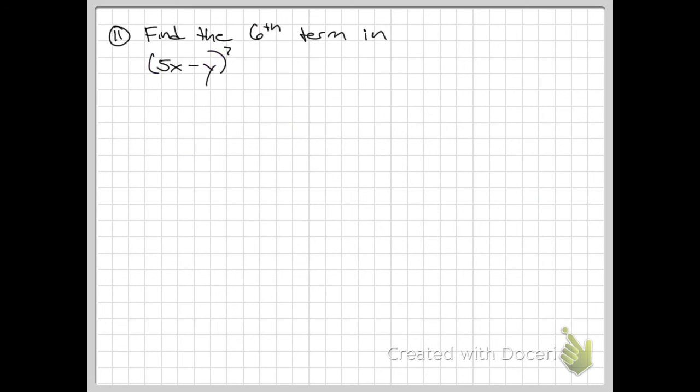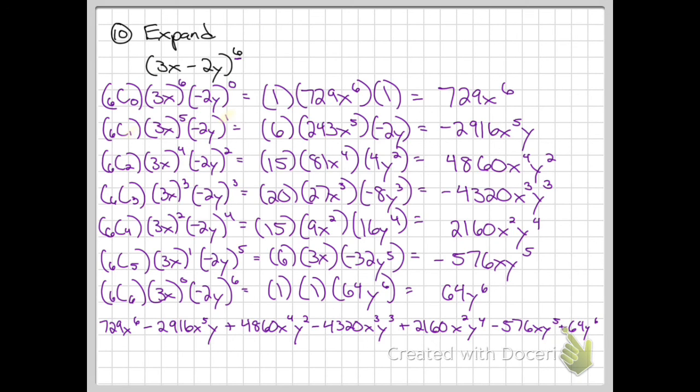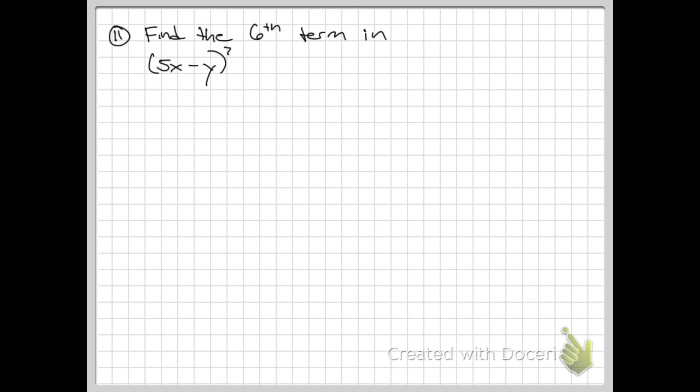Okay, last one. Find the sixth term. So remember, go back here. The sixth term, right? This is my first term, second, third, fourth, fifth, sixth. My sixth term is actually C5, right? So when we do this one, first of all, we're starting with 7 things, so it's going to be 7C. And if I want the sixth term, it's actually 5.